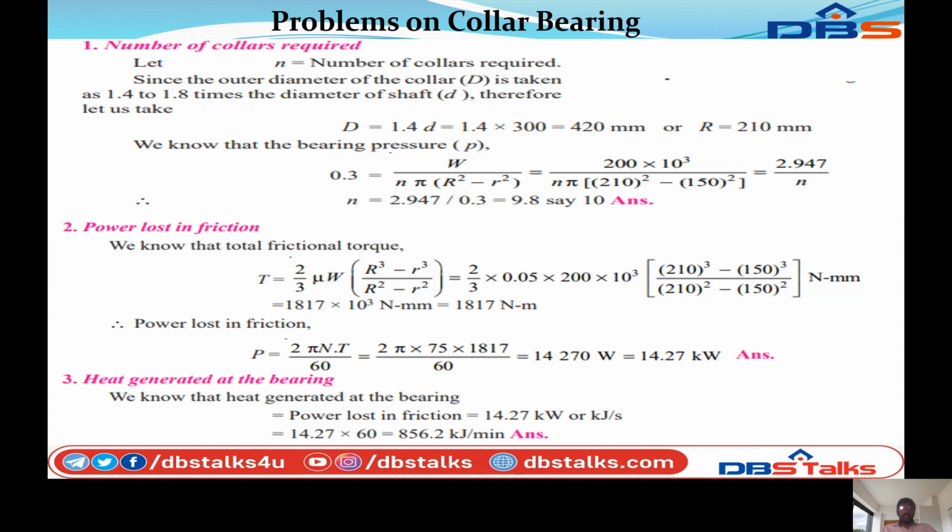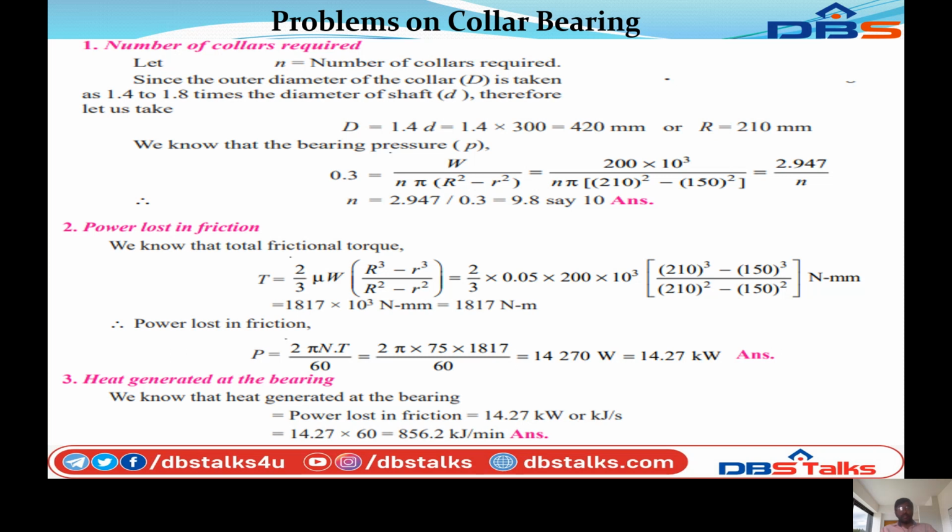Since the outer diameter of the collar, capital D, is taken as 1.4 to 1.8 times the diameter of the shaft, let us take capital D equals 1.4 d. Substituting the small d value, 1.4 into 300 equals 420 mm, or capital R equals 210 mm. We know that the bearing pressure p equals W by n pi (R squared minus r squared).